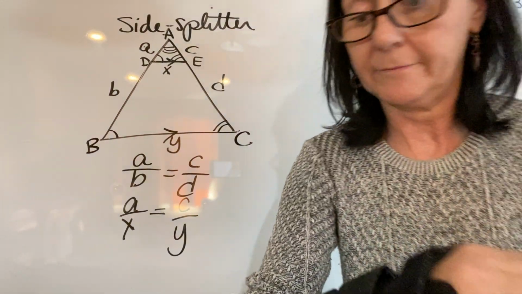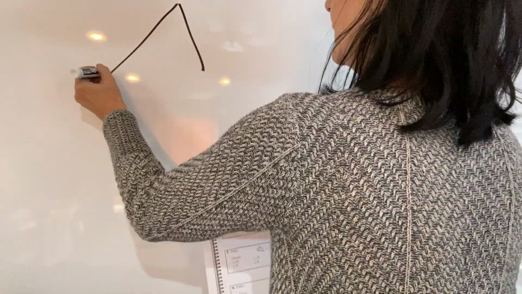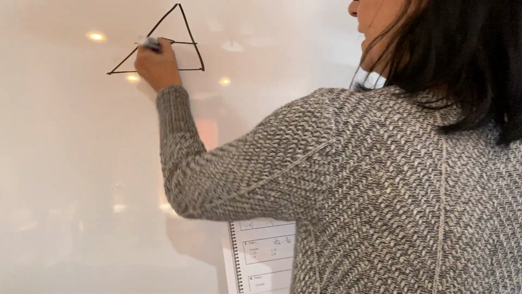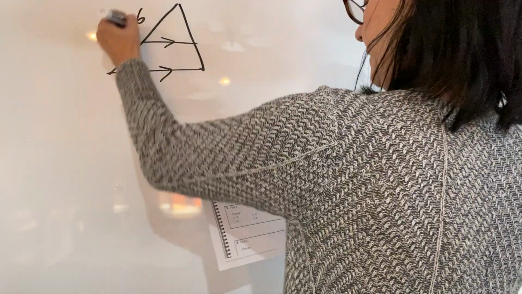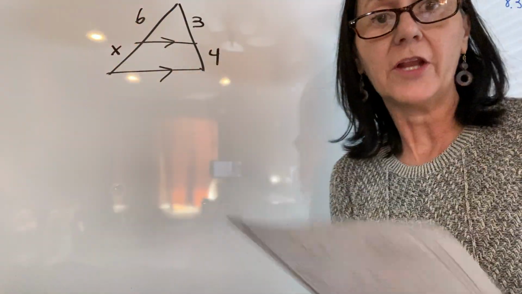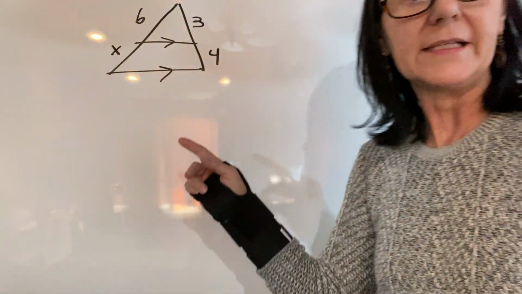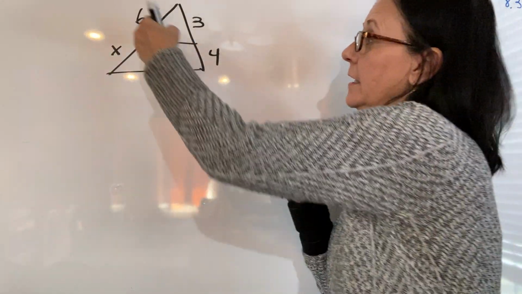Okay, here we go. Side splitter theorem divides those sides proportionately. So if I have a triangle, and I say those two sides are parallel, and I label them 6, X, 3, and 4, I know that those parallel lines divide those sides proportionately, and I can solve for the unknown side by writing a proportion.